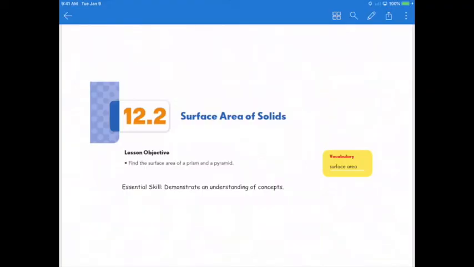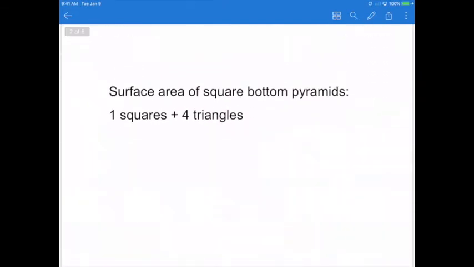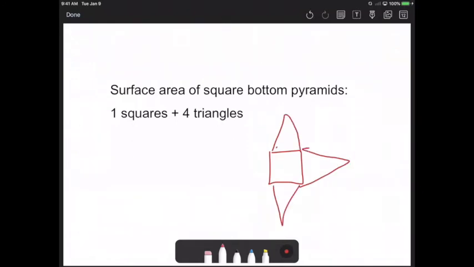Girls, today we're going to do a little bit more surface area of solids, and today we're working on a square bottom pyramid. I'm going to draw the net of it for you, and it will look something similar to this. Your base is going to be a square, and then you have four triangles, and those four triangles are going to be equal triangles.